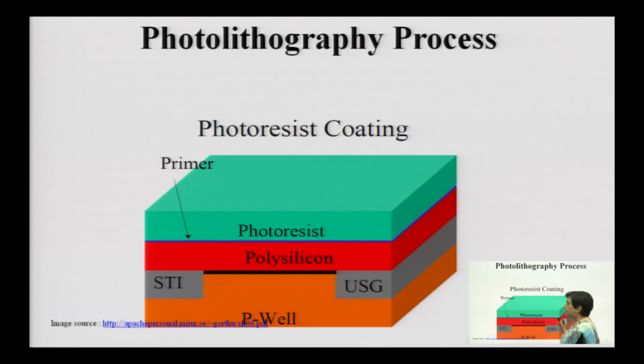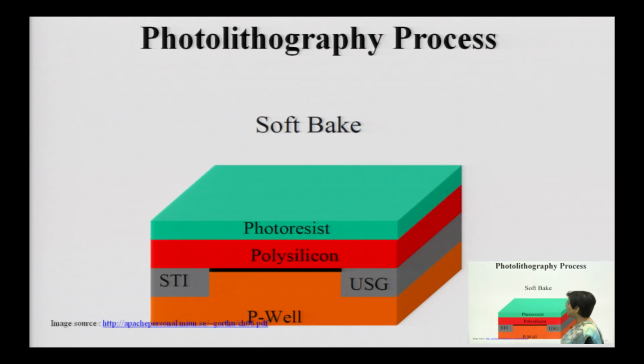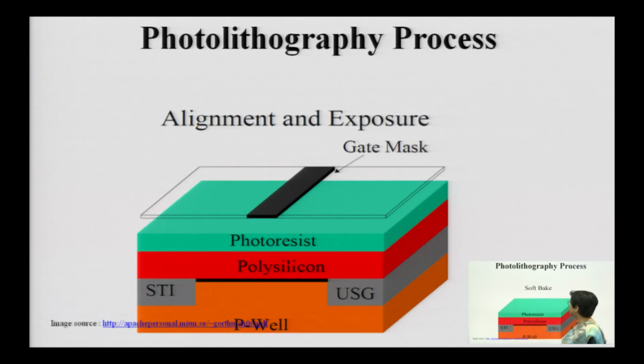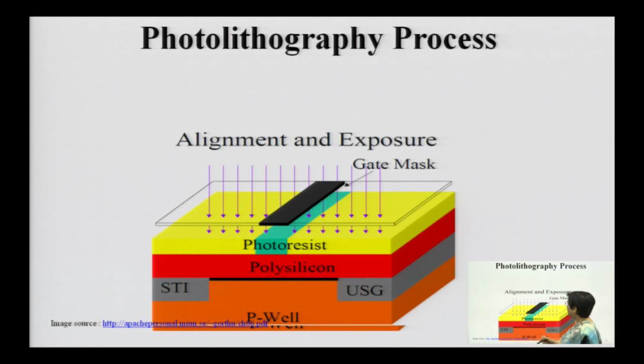This primer is applied just to ensure that the adhesivity of the photoresist gets enhanced, and you have a proper photoresist layer being formed onto the substrate. Then you soft bake it to further have the proper linkages in the photoresist. Then you align the mask onto it. This is the mask, this is the transparent mask. Then it is exposed to the light beam.